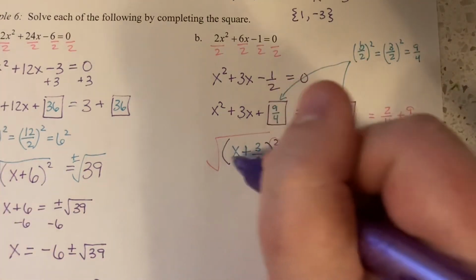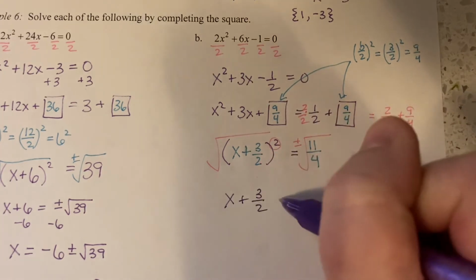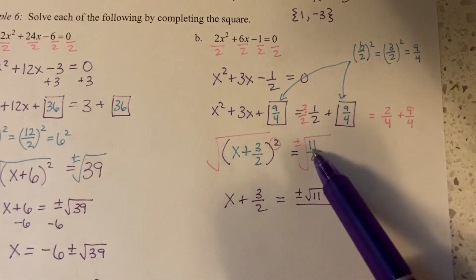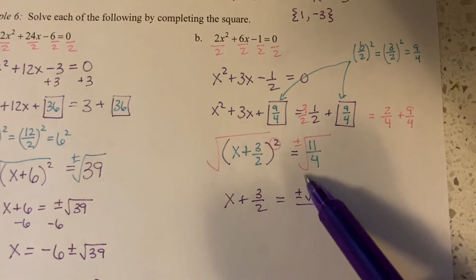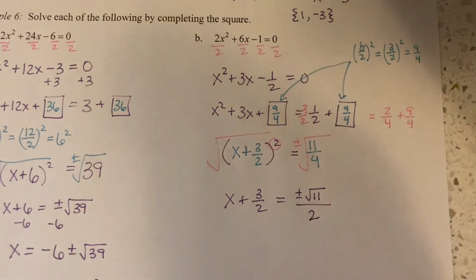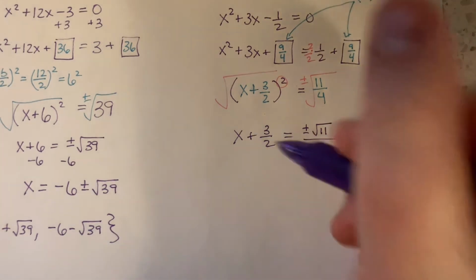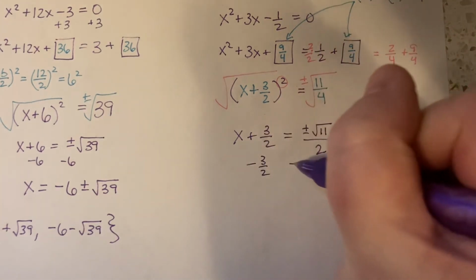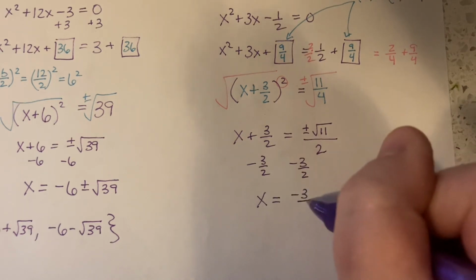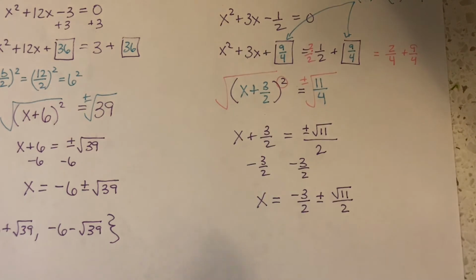So now the square root undoes the squaring. So it's x plus 3/2 equals plus or minus the square root of 11/4. And always think of the top and bottom as separate square roots. So square root of 4 is just 2 in the denominator. Last thing we need to do is subtract 3/2 from both sides. So x is -3/2 plus or minus the square root of 11 over 2.